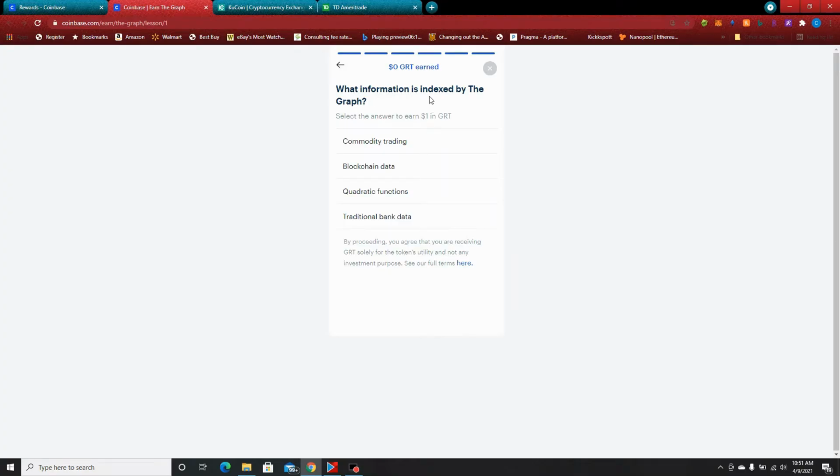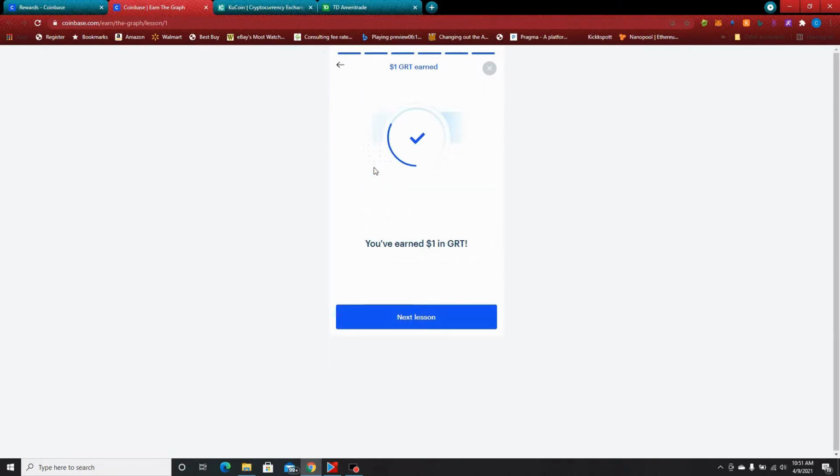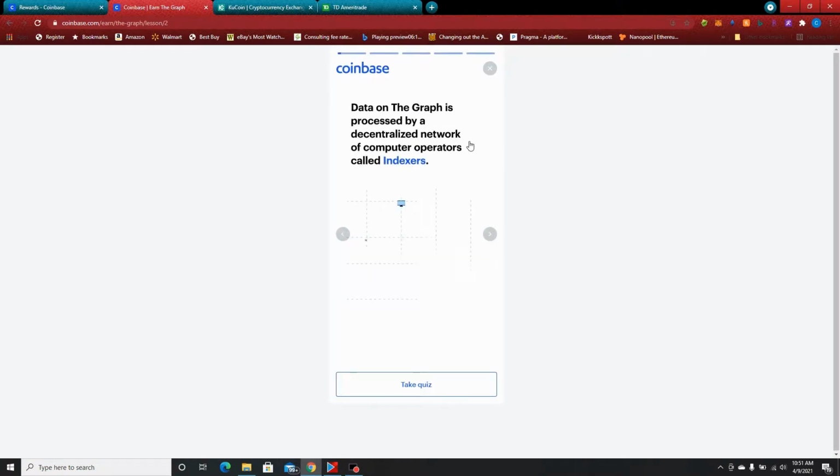It says, what information is indexed by the graph? Blockchain data. And we can see, so there we go, boom. I just earned $1 in the GRT, the graph. Okay, let's earn some more.